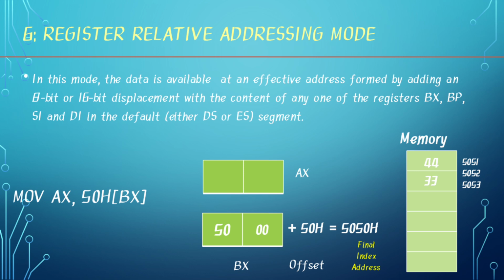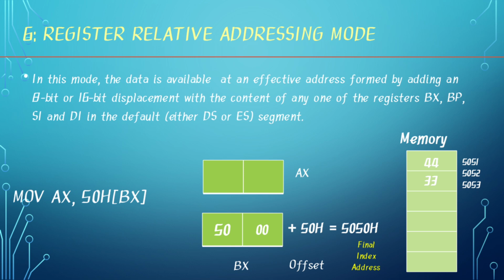For example, MOV AX, [BX+50H]. Within the square brackets, any number or register specifies the address of that register or data. Okay, so the 50H is added with the base register address.